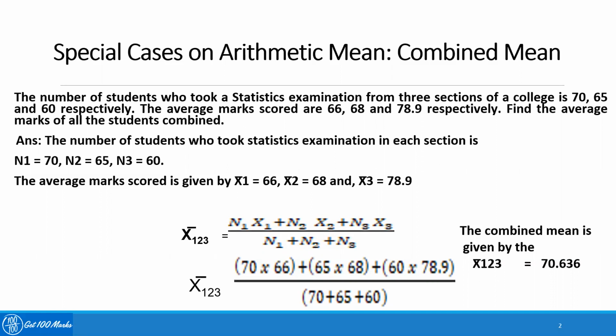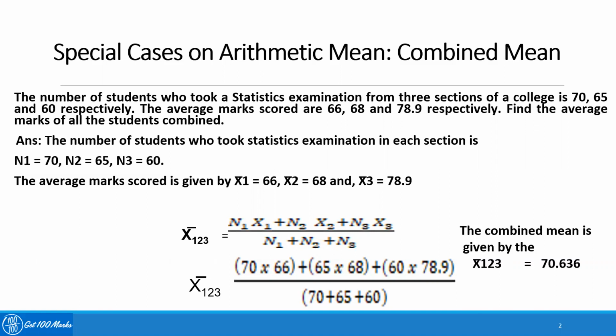So let's understand this question in a simple way. There are three sections in a college. The number of students in the three sections are 70 in the first one, 65 students in the second one, and in the third section there are 60 students. The average marks obtained by section A, or the first section, is 66. The average marks obtained by the second section is 68 and the average marks obtained by the third section is 78.9. We have to find the average marks of the entire class.